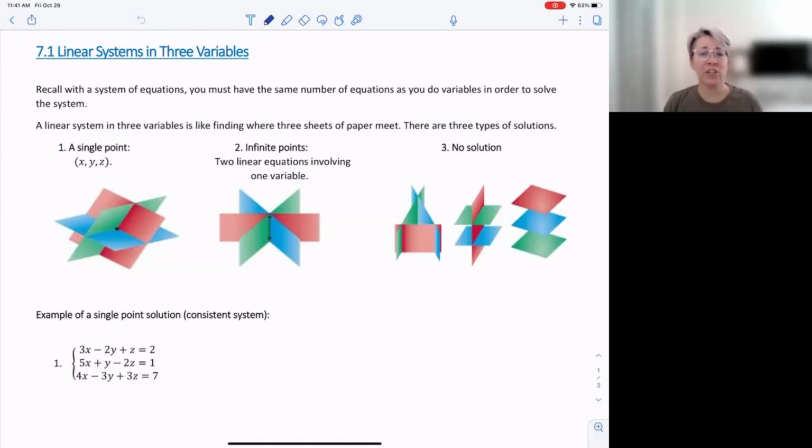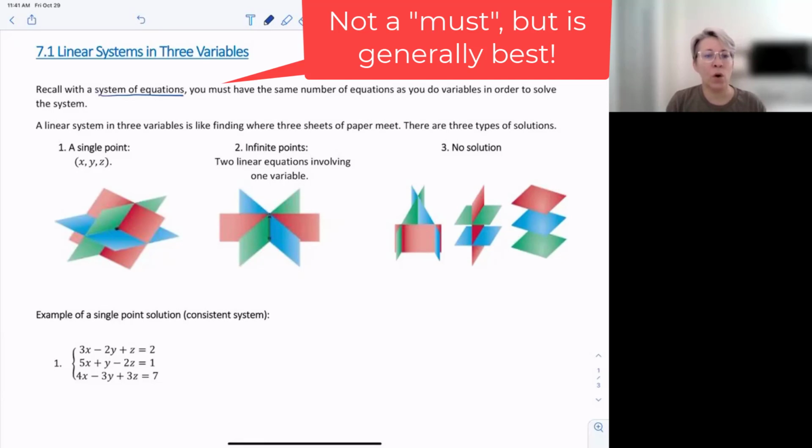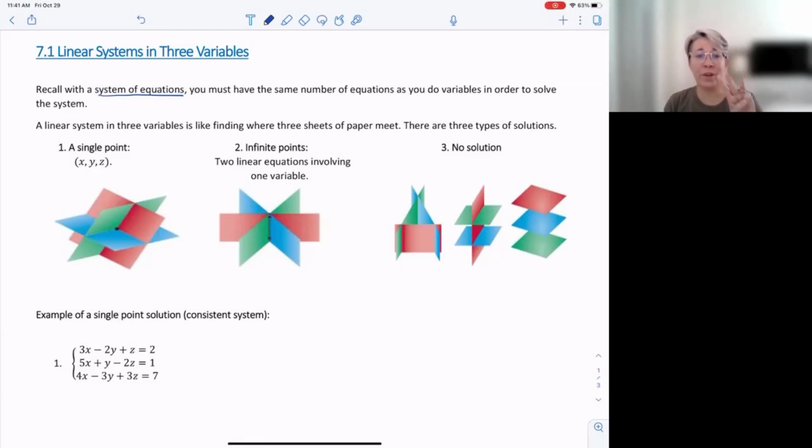So now we're taking a look at section 7.1, linear systems in 3 variables. As you recall, for a system of equations, you must have the same number of equations as you do variables in order to solve the system. So with a linear system in 3 variables, we're going to have 3 variables and 3 equations.